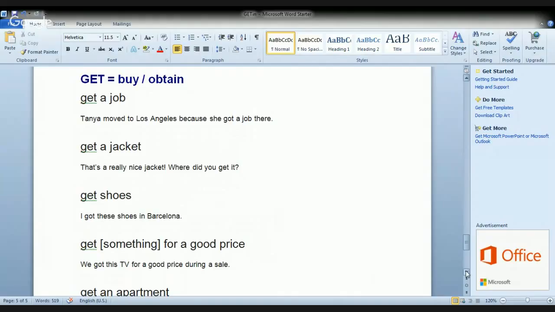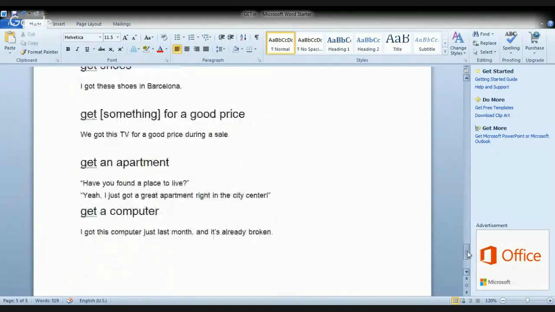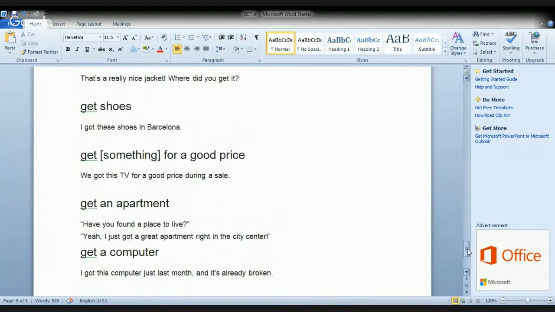Exactly. It's a bit unclear in meaning. It doesn't tell you exactly how you got it or obtained the object. Like you said, maybe it's from a friend, maybe you're borrowing it or using it, or maybe you did buy it. So yeah, exactly. It's not 100% sure how you got the computer in this case.